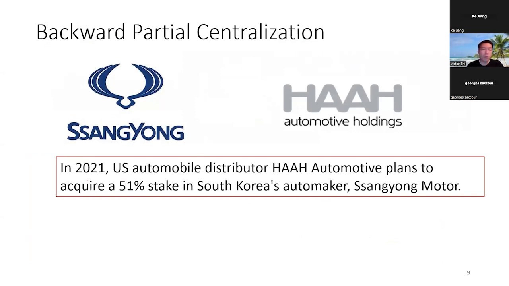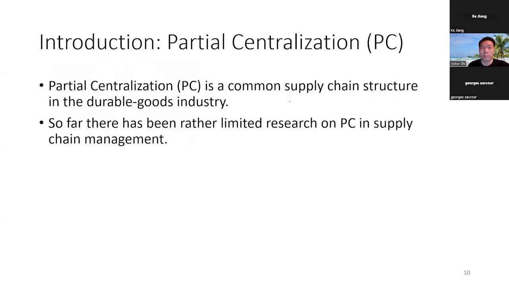In 2021, US automobile distributor HAAH plans to acquire a 51% stake in the automaker SsangYong Motor in South Korea. So it's like a distributor owns 51% of its supplier. So that's a backward partial centralization.